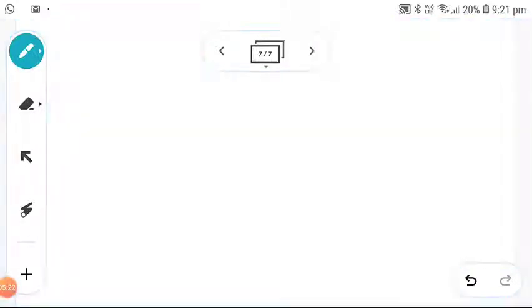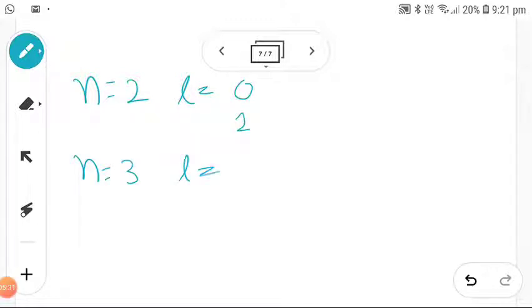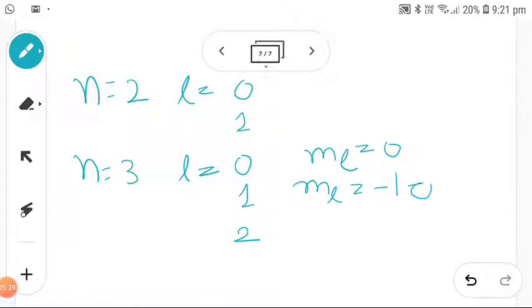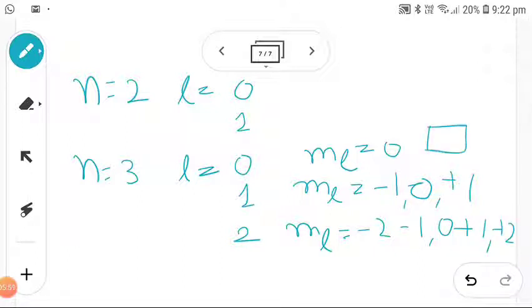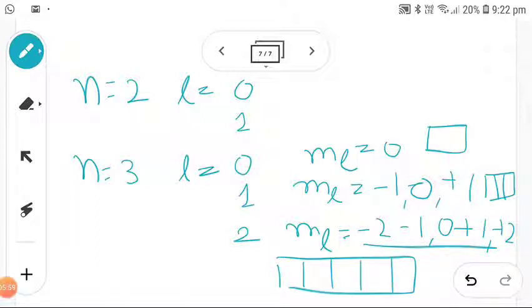Similarly, if n is equal to 2, l will be equal to 0 and 1. Now for n is equal to 3, l is equal to 0, 1 and 2. The corresponding ml will be 0 for s, minus 1, 0 and plus 1 for p, and minus 2, minus 1, 0, plus 1 and plus 2 for d. So there is only one orbital for s, three orbitals for p, but for d there are 5 values, therefore it goes for 5 orbitals. It will be clear to you now, the magnetic quantum number.